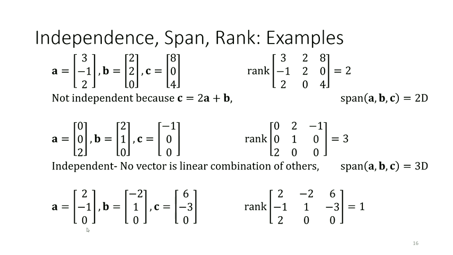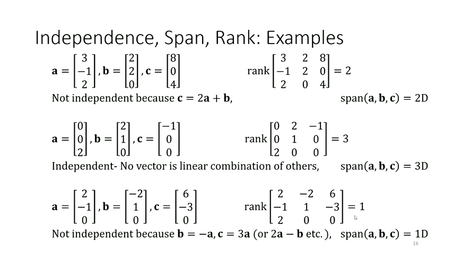In this case, for these 3 values of A, B, and C, the rank is 1. And in fact, you can express B uniquely in terms of A. B is negative A and C is thrice A. Or C is twice A minus B, whatever. Okay. So the span of A, B, C is 1-dimensional.